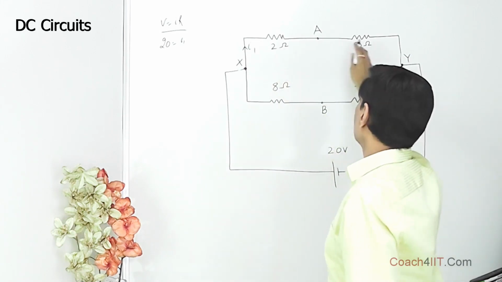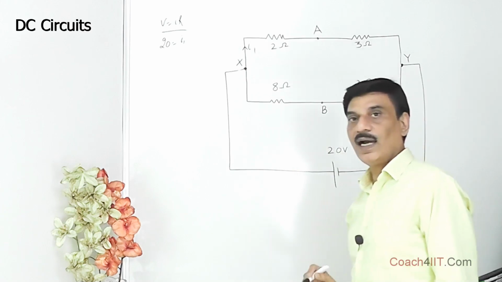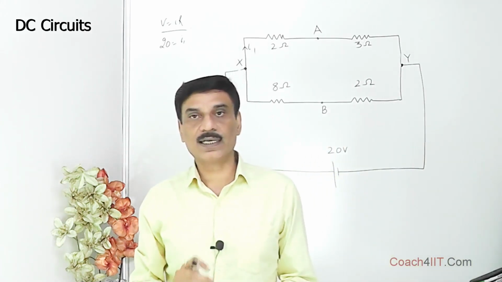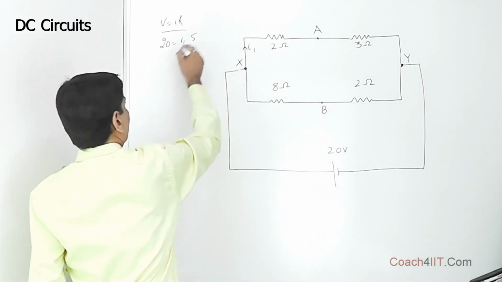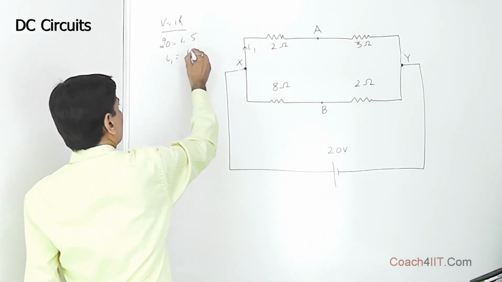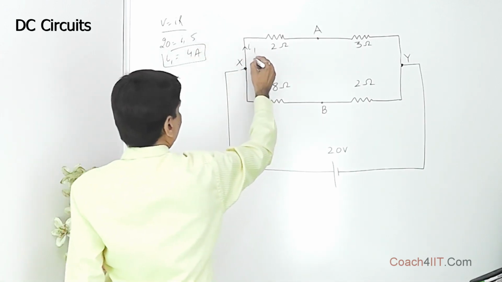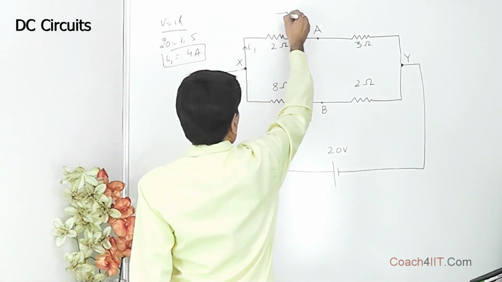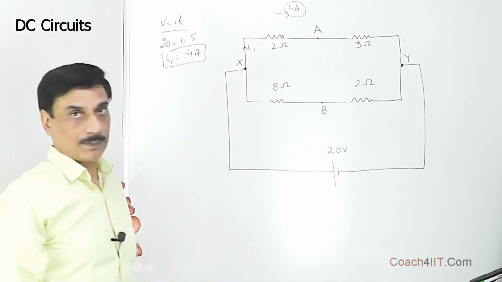Now we see 2 and 3 ohm resistors are in series, they are joined end to end, that's why they are in series. And in series, we know we can directly add the resistances. So 2 plus 3 is equal to 5. So I1 is equal to 20 by 5, that is 4 ampere. It is a 4 ampere current in this wire. So in this wire, 4 ampere current goes in the upper arm.